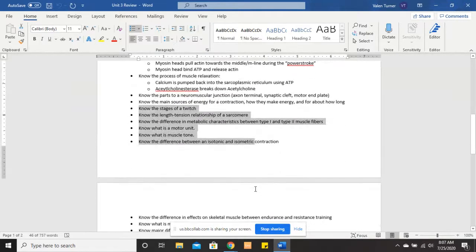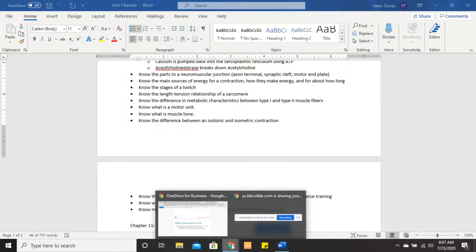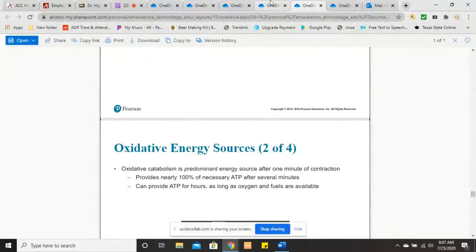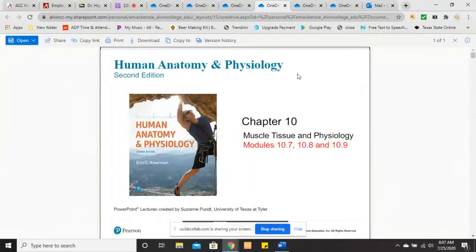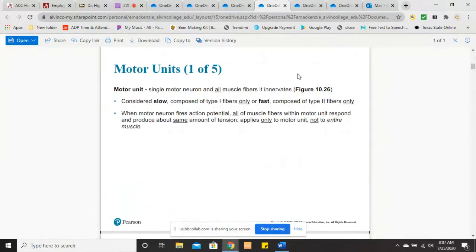And then we get into some global talks about muscle contraction. Like what happens during a twitch? What is a length tension relationship? These are all us just really studying a muscle contraction in a little bit more detail. That's all it is. Okay? So we're going to look at some of this.